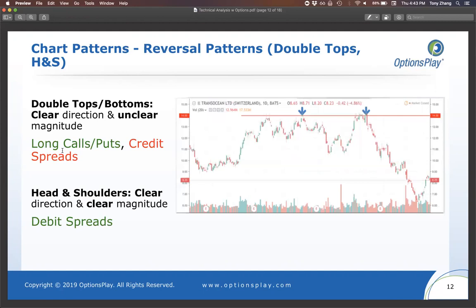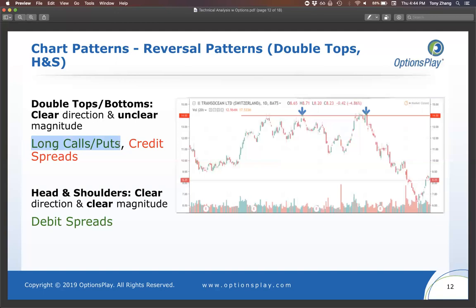So when you have a double top or a double bottom, which I think is probably one of the more common chart patterns that users are familiar with, this is when you have a clear sense for direction, because when you have a double top, that means the outlook is that the stock is going to move lower. However, you may not always have a clear sense for magnitude. So when you feel that the stock has hit a double top or double bottom, and you're expecting a quick, fast move off of that bounce off that support or resistance level, that's when you're more likely to buy long calls or puts.